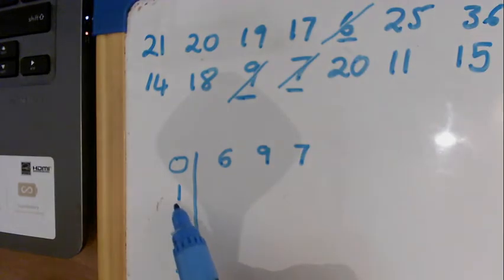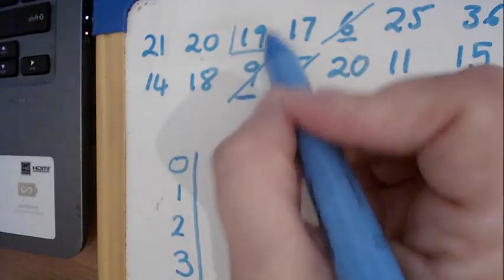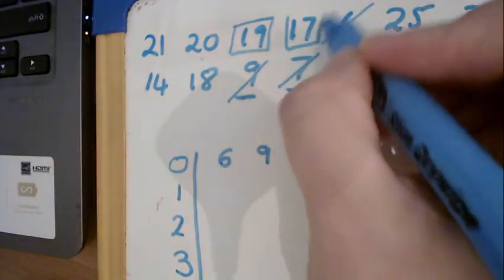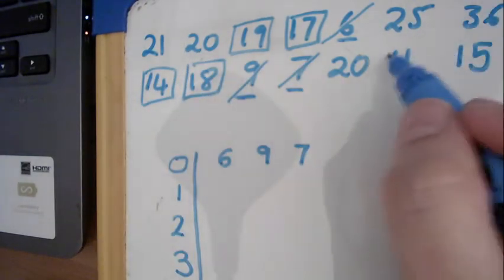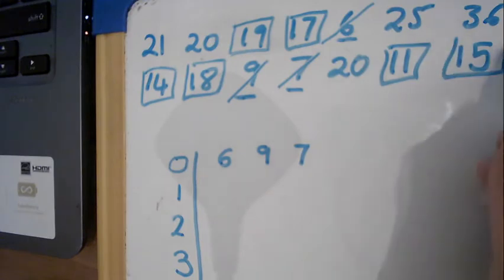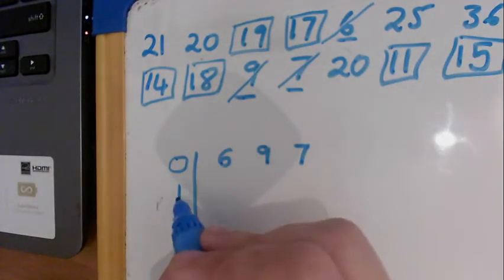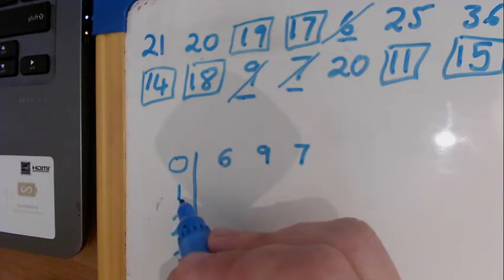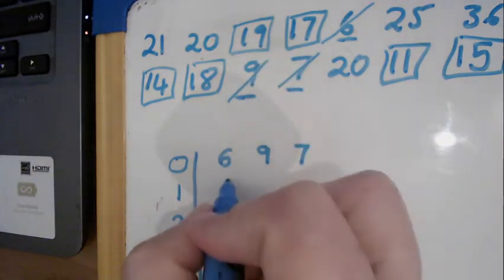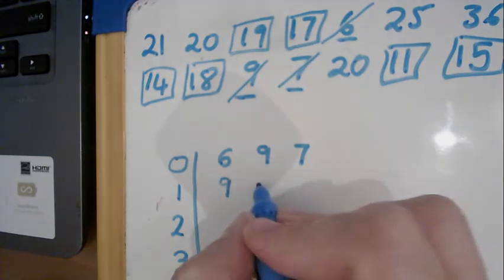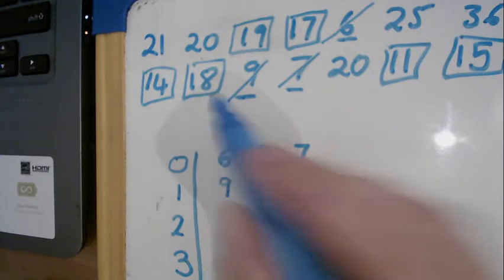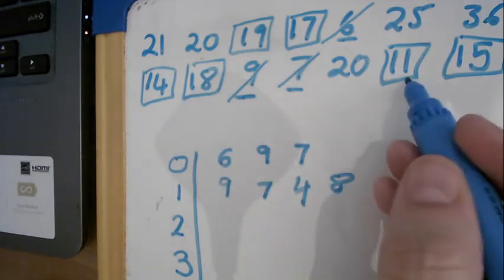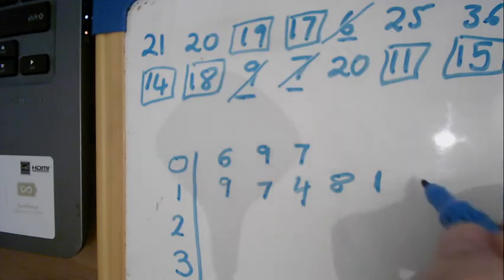Now I want all of the numbers that start with a 1. In other words, the numbers are in the tens. We've got 19, we've got 17, we've got 14, 18, and 11, and lastly 15. Now the 1's already there, so all I'm going to do is write down the second digit. So for 19, I'm going to write a 9. For 17, a 7. For 14, a 4. For 18, an 8. 11 gets a 1. And 15 gets a 5.